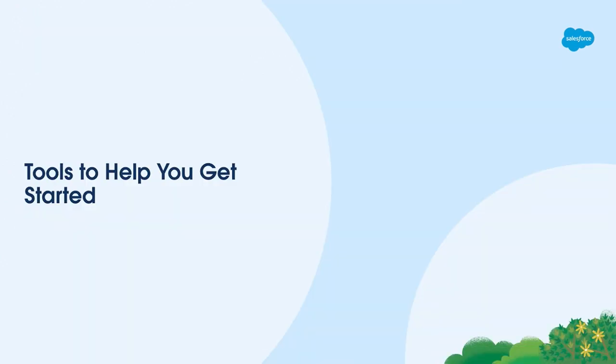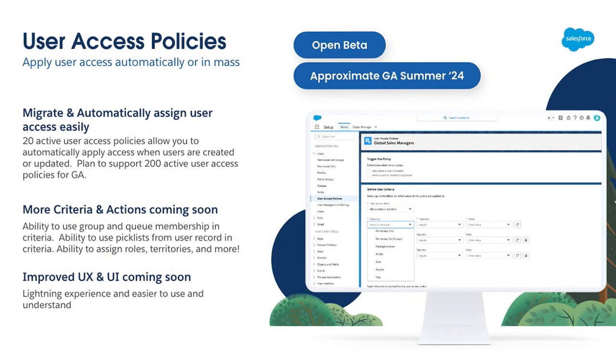Now let's talk a little bit about tools to help you get started. The first one is, how many of you have heard about user access policies? This is a great new feature that we've introduced. It's now in open beta, so you can turn it on yourselves in user management settings. What user access policies allows you to do is to automate your assignment of user access.